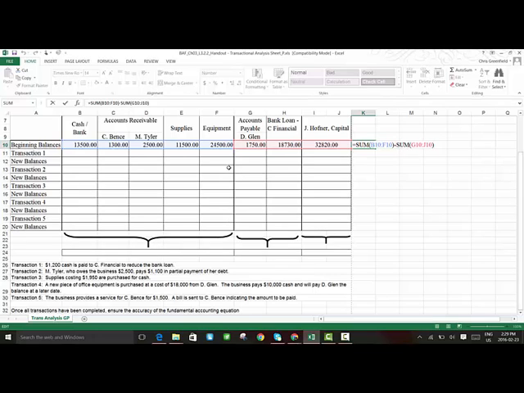So if I do this right, I should always get a balance of 0. What this is saying is that all the red boxes add up to the blue boxes. If I do this incorrectly, then I'm going to get a plus number, which means I've got too much asset, or I'm going to get a negative number, which means I've got too much liability or owner's equity.